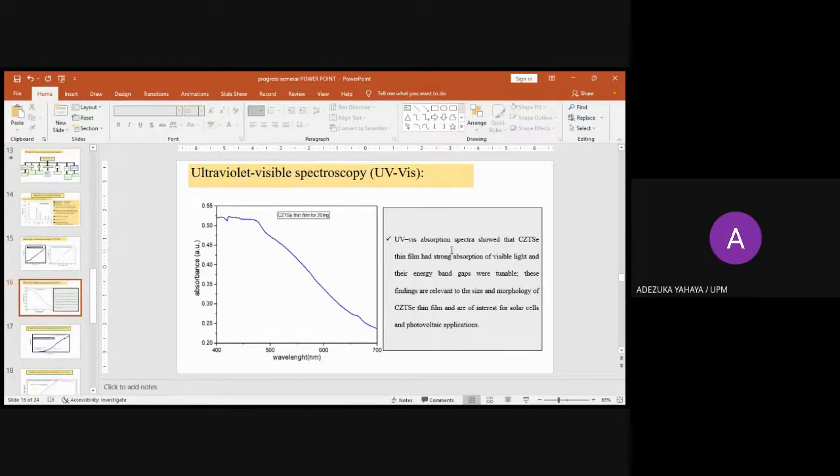So then for the absorbance, I also have a strong absorption of the visible light, and the energy band gap was tunable. These findings are relevant to the size and morphology of the Cdtsc thin film, and of interest. That shows that it's good for solar cells and photovoltaic applications because of its high absorption value.